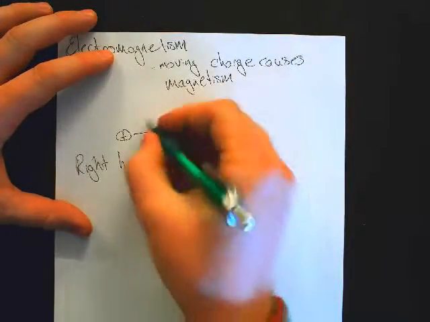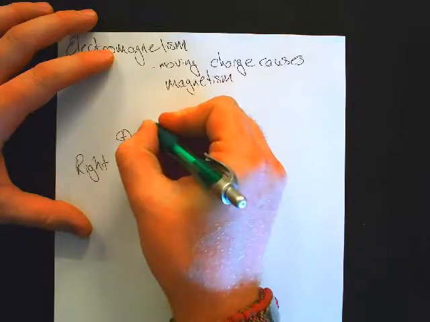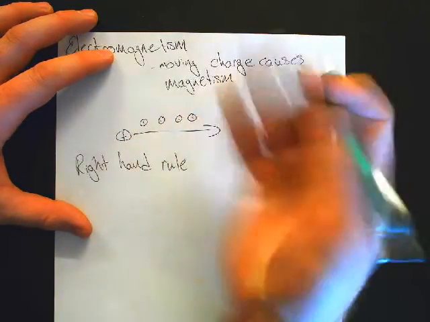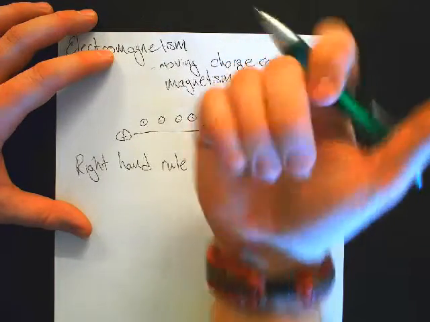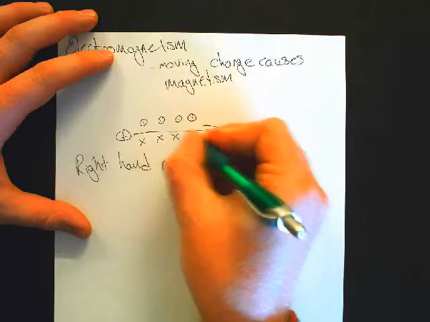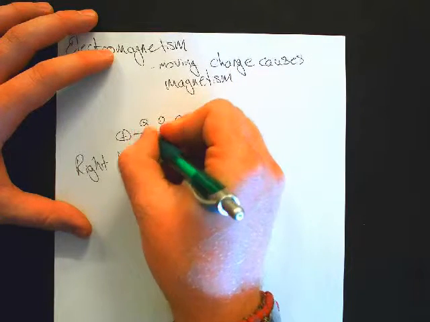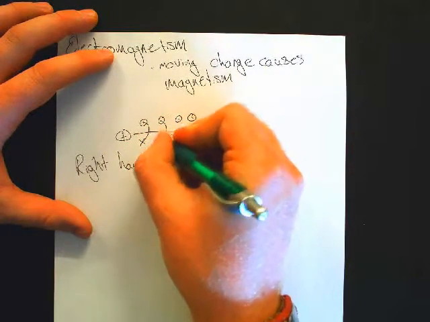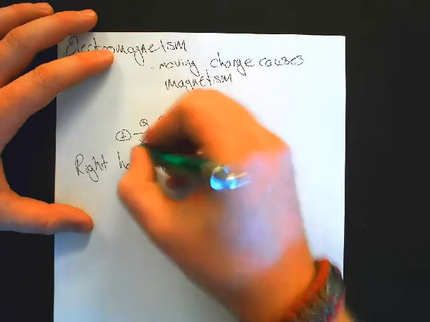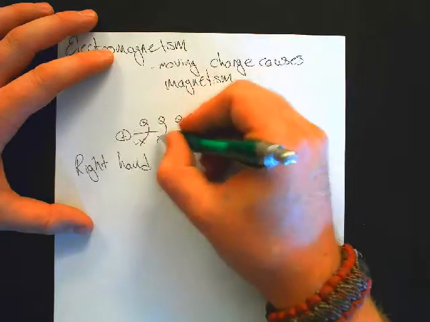So here I'm going to use a couple other symbols. A circle with a dot represents something coming out of the page, meaning my fingers pointing up and out. An X is then going to represent something going into the page, in this case, magnetic field. So we create a magnetic field coming out of the page, then wrapping into the page and around.